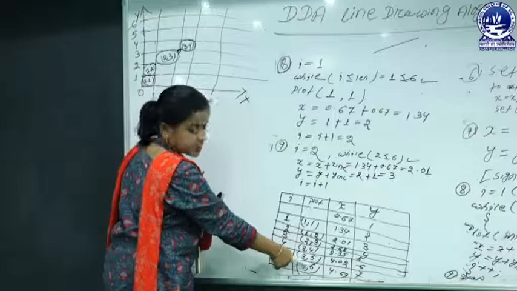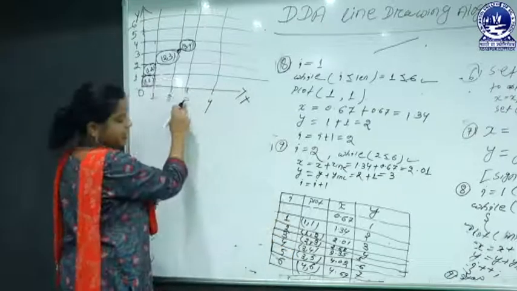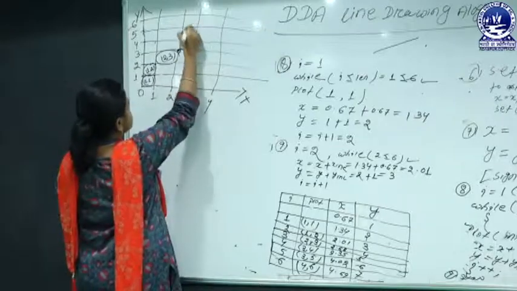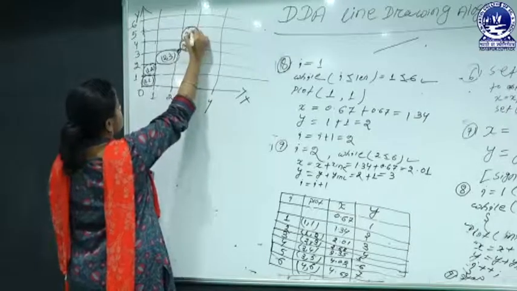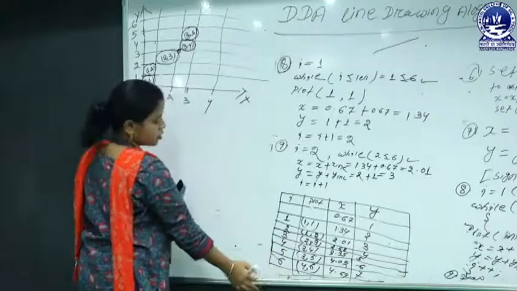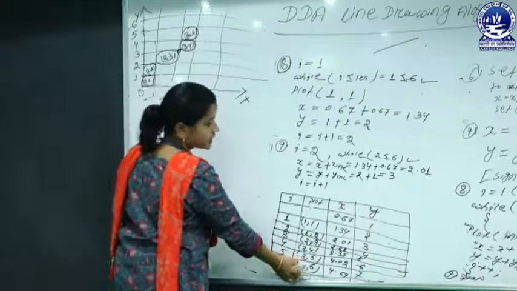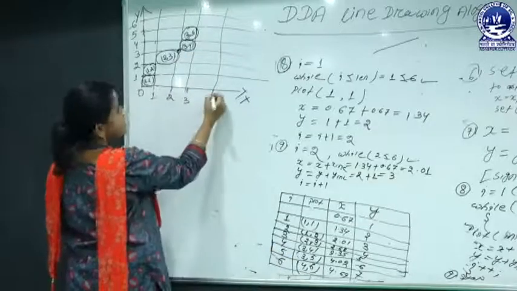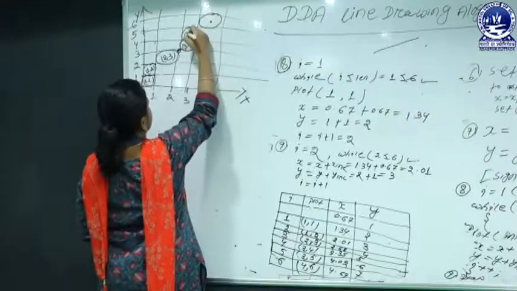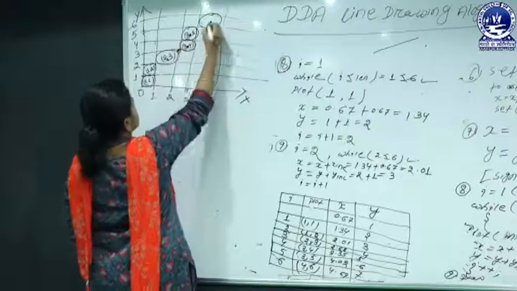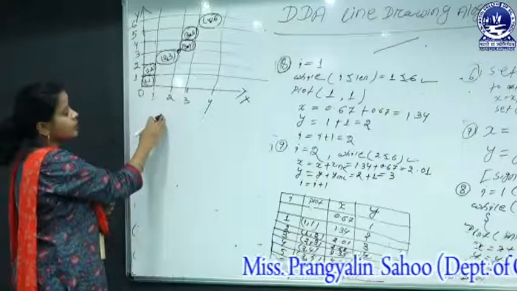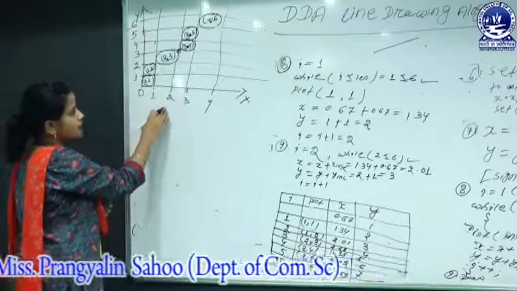Now we address the next pixel point, 3, 5. That means the x axis is 3 but the y axis is 5. So this cell contains the next pixel point, 3, 5. Then comes the last pixel point, 4, 6, as the line ends with 6. So here the x axis is 4 but the y axis is 6. That means this cell contains the next pixel point, 4, 6.